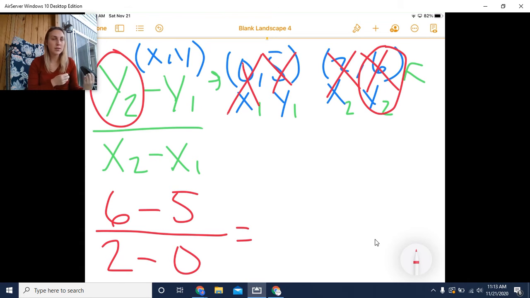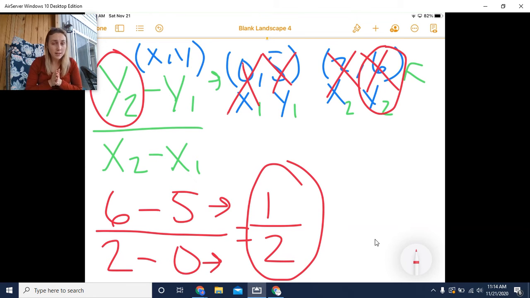And once you have this, you just simplify across. 6 minus 5 is going to be 1, and then 2 minus 0 is going to be 2. And you're done. 1/2 cannot be reduced. This is going to be a positive slope because there's no negatives on there. So therefore, that is going to be your answer. And that's it. That's all you have to do.